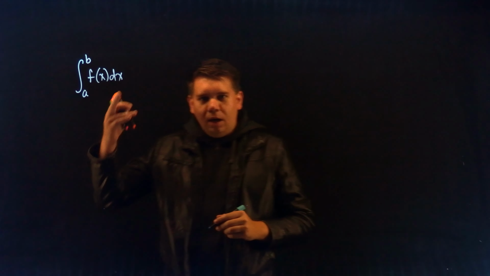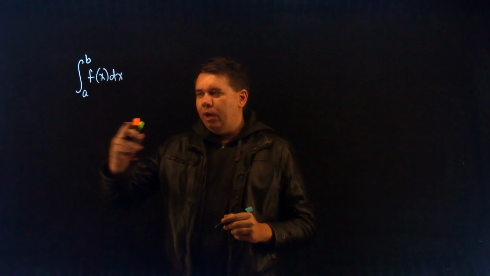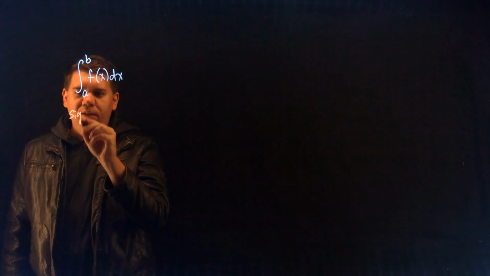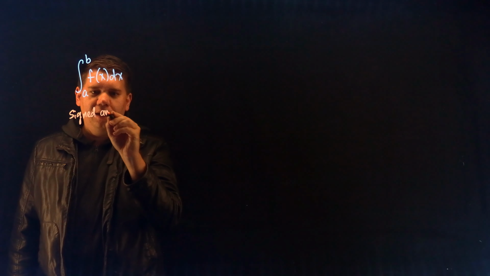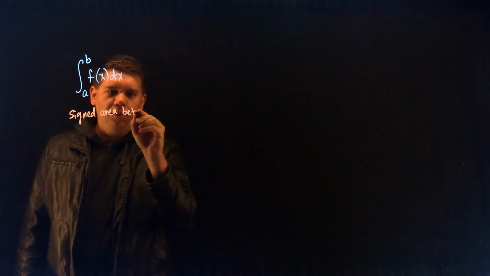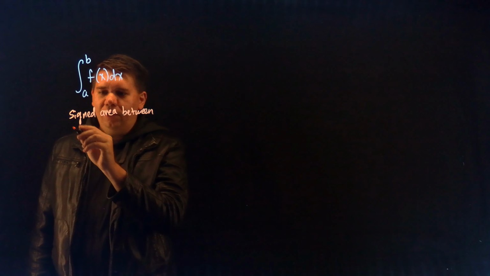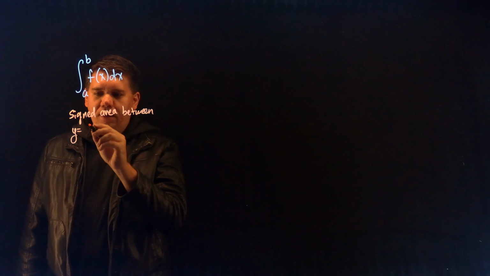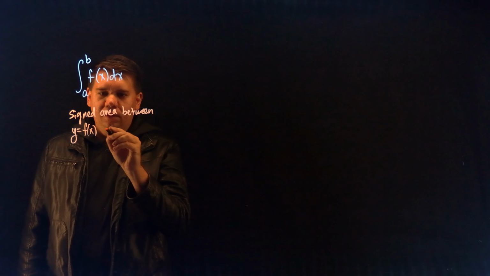In this video, we would like to make sense of the notation for the definite integral from a to b of f of x. What this symbol means is this is the signed area between the graph of y equals f of x and the x-axis.